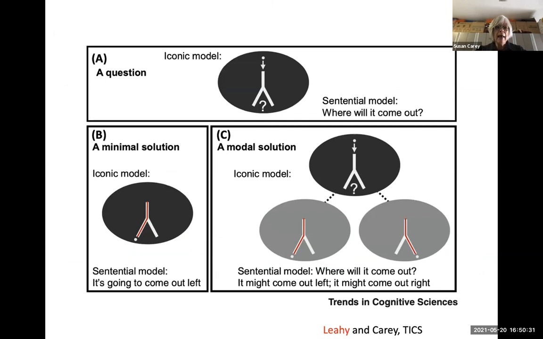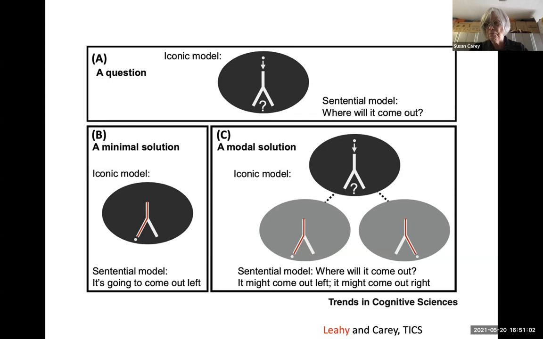The 50-50 performance, which is the dominant, much replicated result across all these experiments at 2.5 and 3, is predicted by this minimal representation of possibility. It's a representation of possibility in the sense it's a prediction, but it's minimal because it doesn't allow you to represent two options of a single reality as both possible at the same time. That's what modal concepts do for you, okay?